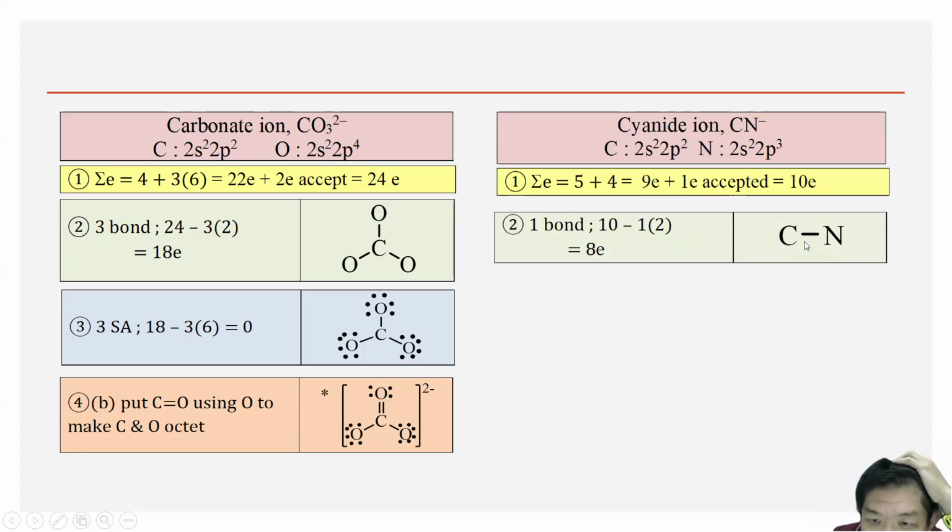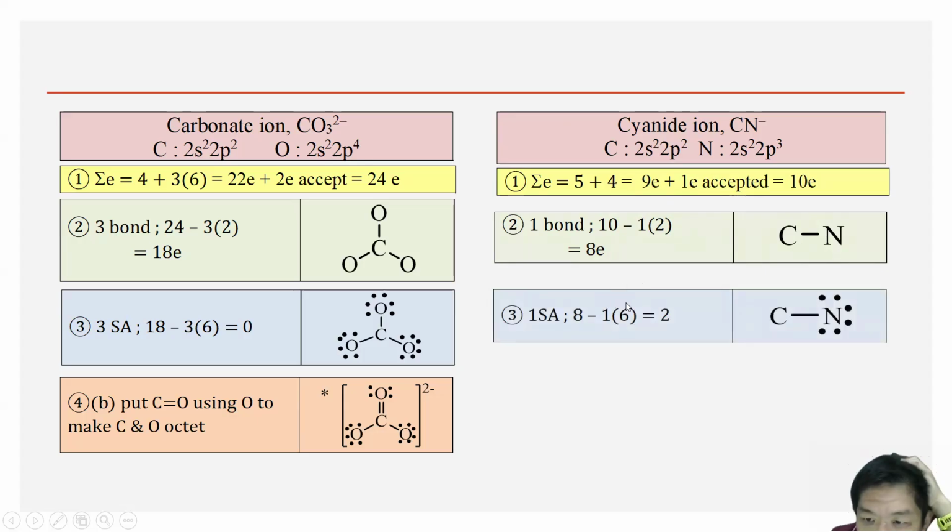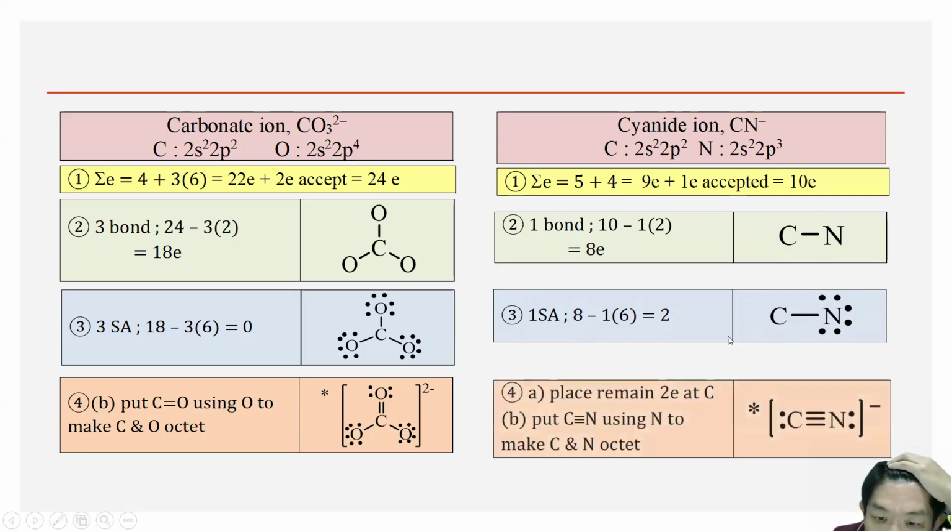So you have 8 electrons left. So make 1 surrounding atom become octet. So you put it on the nitrogen, let's say. So you put 3 bonds like this. Okay, and then 8 minus 1 times 6, you have 2 valence electrons. Then in step 4, you put the lone pair of electrons in here. So you put the remaining 2 electrons on the carbon.